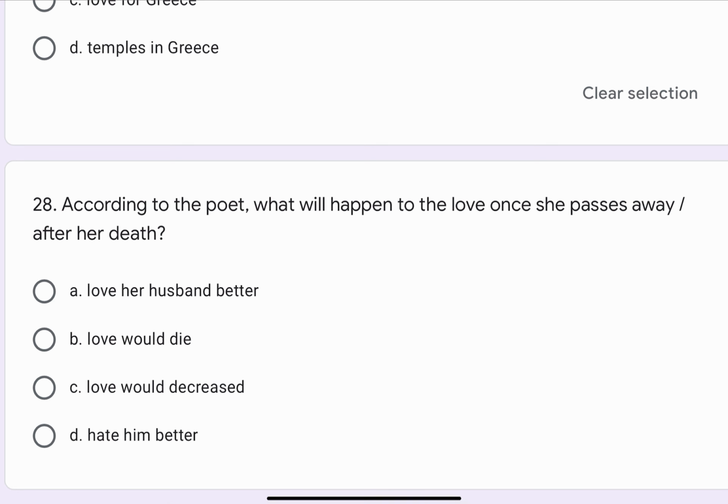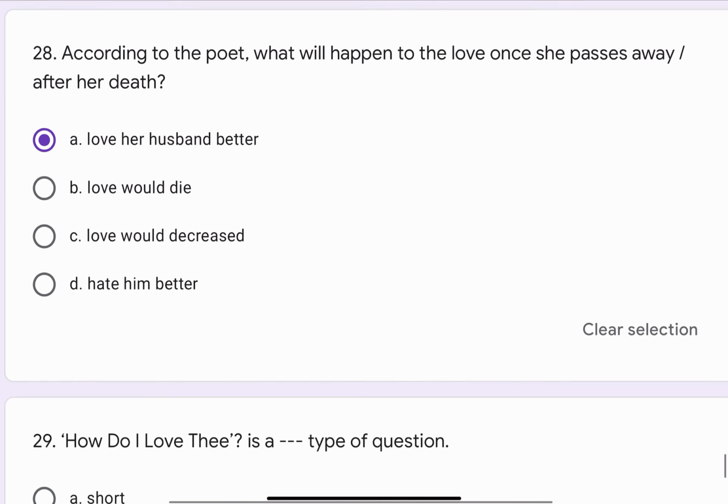Question 28. According to the poet, what will happen to the love once she passes away or after her death? Options are A. Love her husband better, B. Love would die, C. Love would decrease, or D. Hate him better. Correct option is A. Love her husband better.